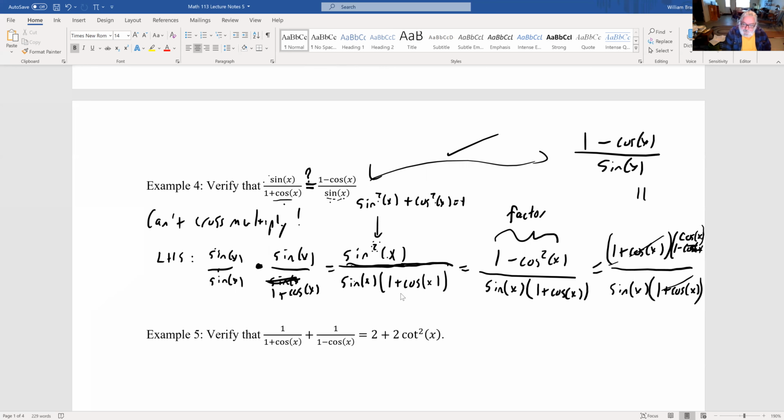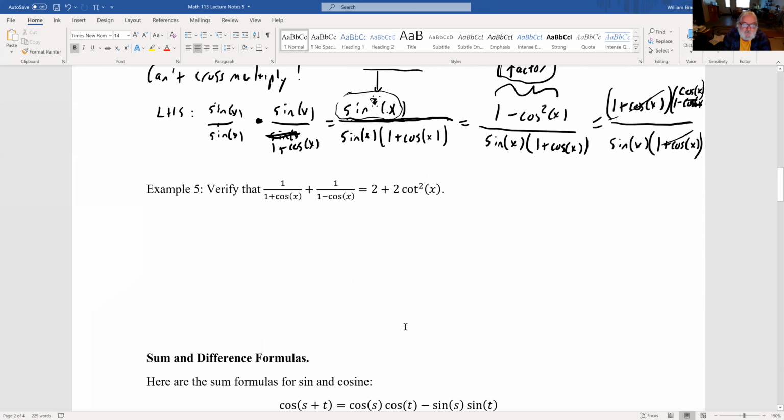So algebra properties like factoring, it's just 1 minus cosine squared x, 1 minus something squared, difference of squares, so you can factor it. Again, something trig function squared, think Pythagorean theorem.